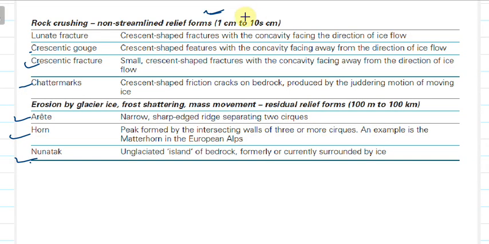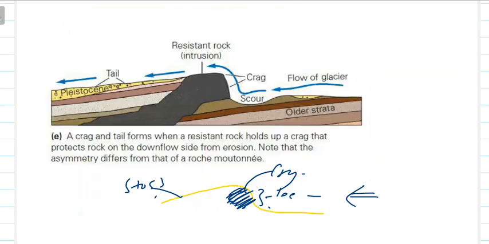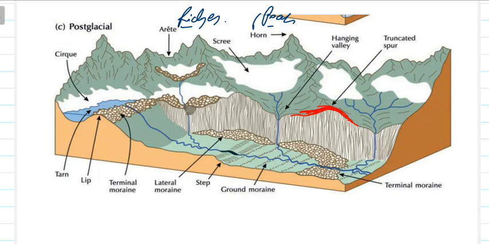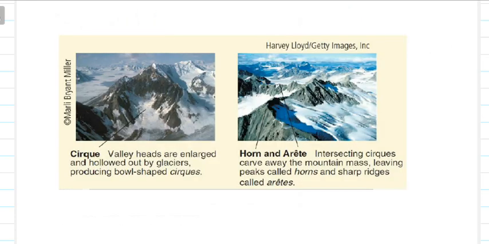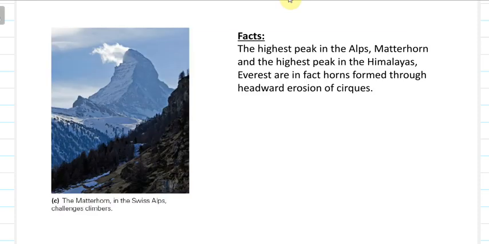Alright. So arete हमने डिस्कस कर लिया. Narrow sharp edge ridge separating two cirques. Horn peak formed by intersecting walls of 3 or more cirques. ठीक है, ये भी हमने देख लिया. एंड नुनाताक बेसिकली क्या होता है? When there is an unglaciated island of bedrock, okay, surrounded by ice. तो इसको हम देख लेते हैं. Okay, these we have discussed.